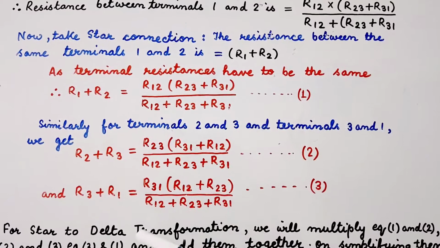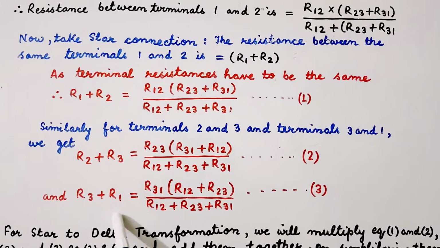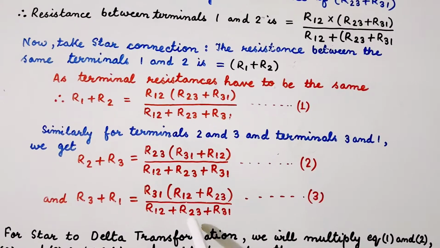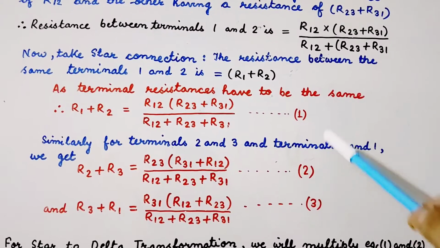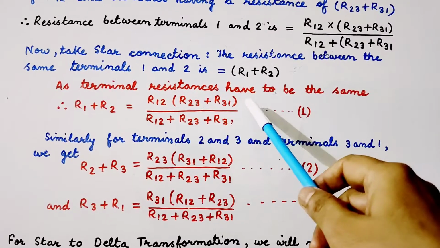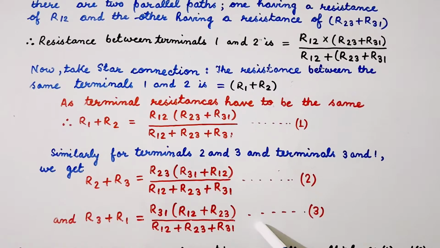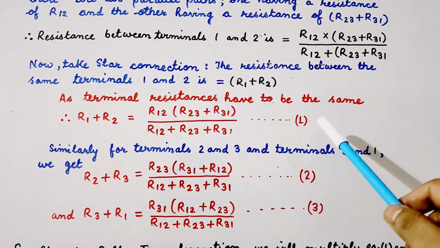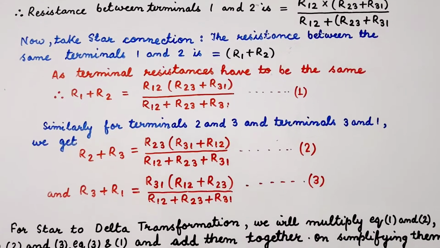And similarly for the terminals 3 and 1, we can write the equation as R31 plus R1 is equal to R31 into R12 plus R23 divided by R12 plus R23 plus R31. Now once we have written the equations between the terminals 1 and 2, 2 and 3, and 3 and 1 for both the connections, then we get 3 equations 1, 2 and 3.